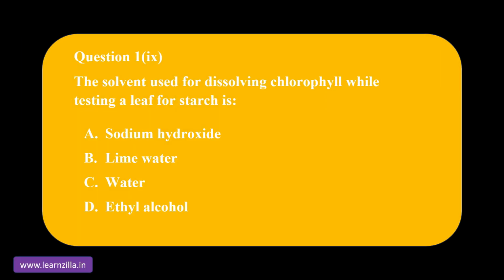The solvent used for dissolving chlorophyll while testing a leaf for starch is whether sodium hydroxide, lime water, water or ethyl alcohol. Right answer is ethyl alcohol. We use ethyl alcohol as a solvent, ethanol, for dissolving the chlorophyll during the starch test in a leaf.